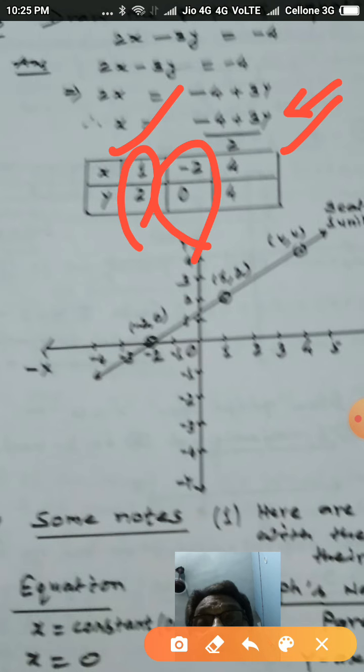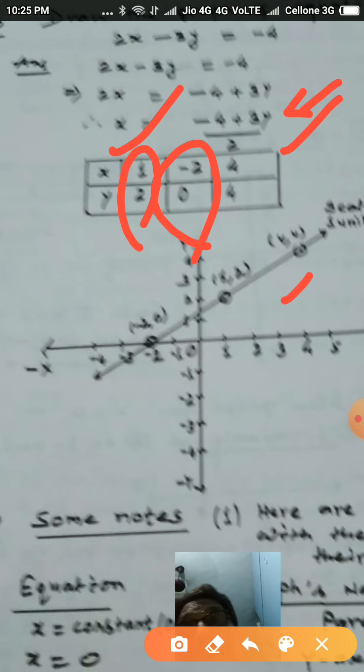So in this way, putting y equal to 1, we have y equal to 2 first time, so we have got x equal to 1. Similarly, putting y equal to 0, we have got minus 2, and y equal to 4 gives x equal to 4. Now taking the pairs of x and y values, we locate the points and then we draw a line passing through these points, that is the graph of our required equation.